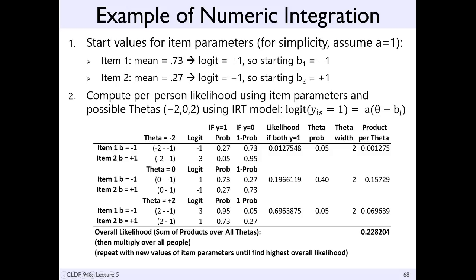So if I got them both right, I would take the probability of y equals 1 for item 1 times the probability that y equals 1 for item 2, which is given by the same formula here, just substituting in a different b value. And that's my joint likelihood that I got them both right. Okay. So far, so good?